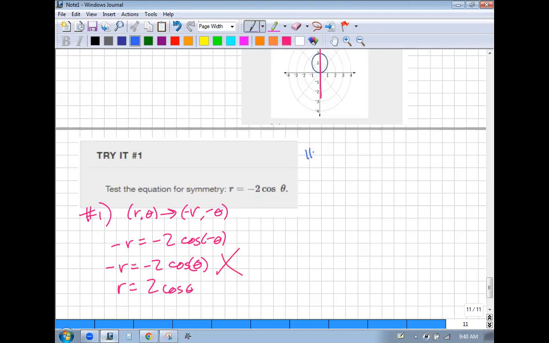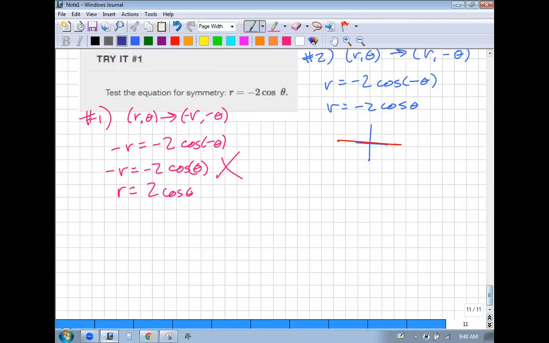We do our test number 2, where we just replace theta with its negative. That minus can go away because cosine is even. And we do have the same thing. So this one is symmetric about the x-axis. You flip it over the x-axis, the graph is going to match.